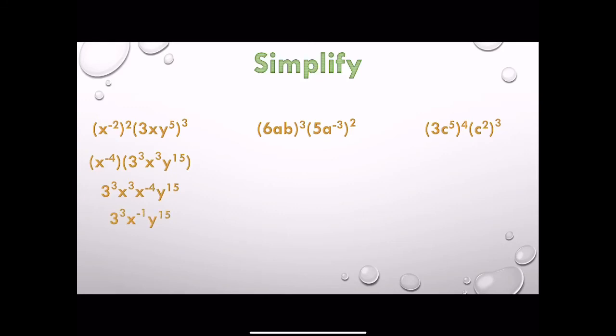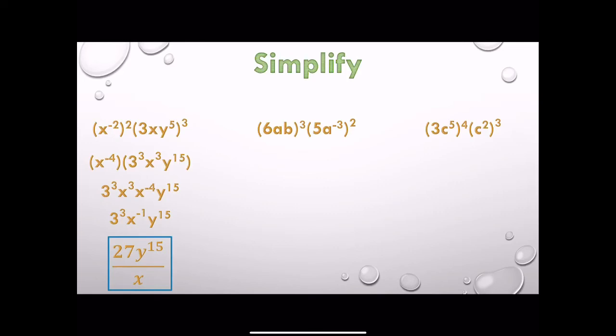Now there's 2 things I can do here. I'm not completely simplified yet. I can do 3 cubed, but I also have a negative exponent. So with that negative exponent, I have to make it positive. n cubed times 27. That is my final answer.